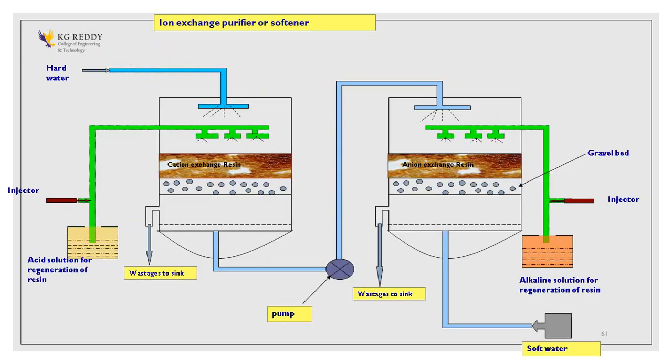Now the process. For example, this diagram shows a cationic exchange resin and an anionic exchange resin. First we need to pass hard water into the cationic exchange resin. Hard water may consist of temporary hardness and permanent hardness, right? Temporary hardness is due to the presence of carbonates and bicarbonates of calcium and magnesium. Permanent hardness is due to the presence of chlorides and sulfates of calcium and magnesium.